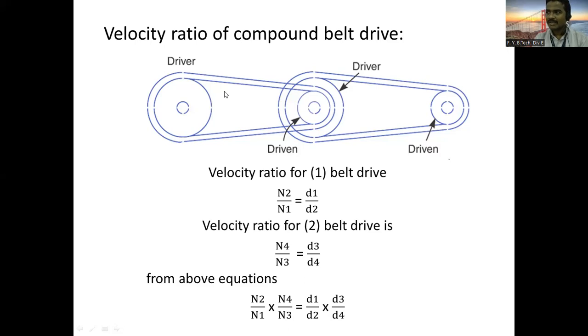Now to get the overall speed ratio, we will combine this, or we consider it in series. So from equation 1 and 2, we can write, so make the equation of 1 and 2 multiplied. Left term LHS terms multiplication and RHS multiplication.